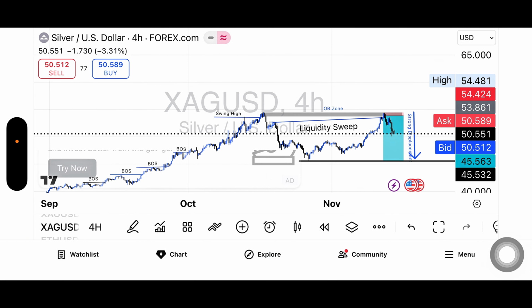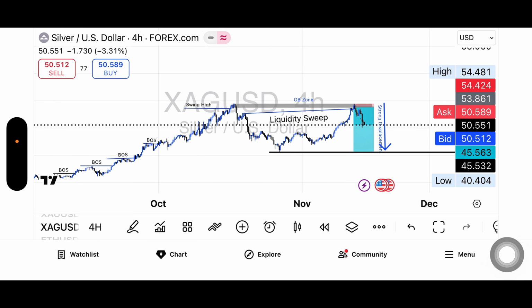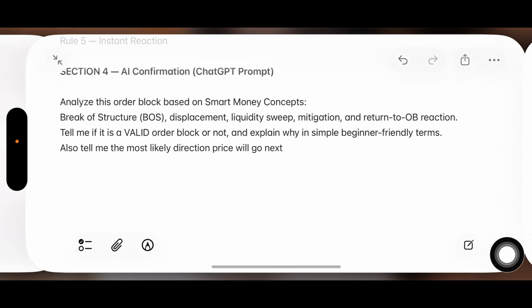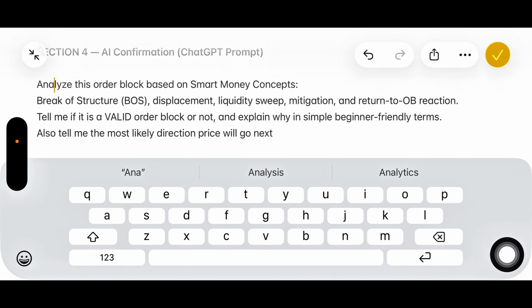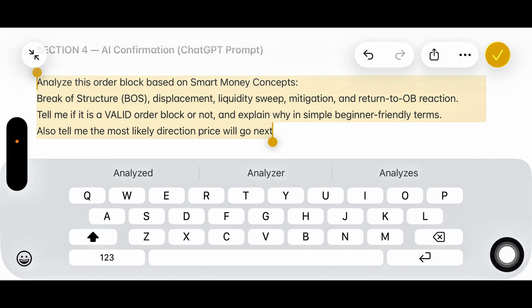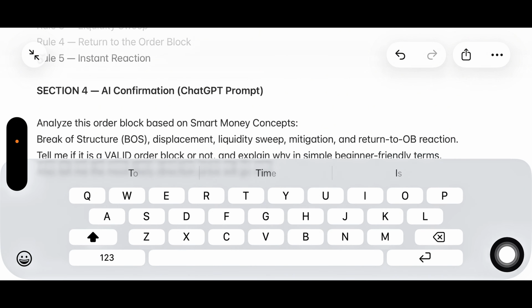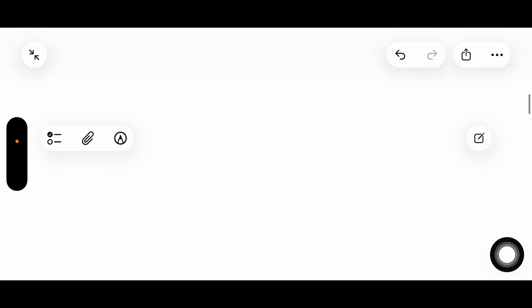And guys, please bear with my network. So let's screenshot this chart. AI is going to tell us if this order block is valid or not. It's as simple as that. This prompt is going to be in the comment section. I'm going to pin it in the comment section so you guys can have access to it. It's going to tell us if this order block we mapped out together, this trade I'm in, is valid or not.